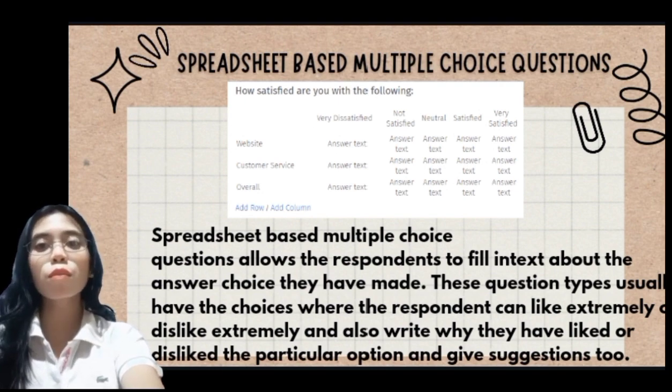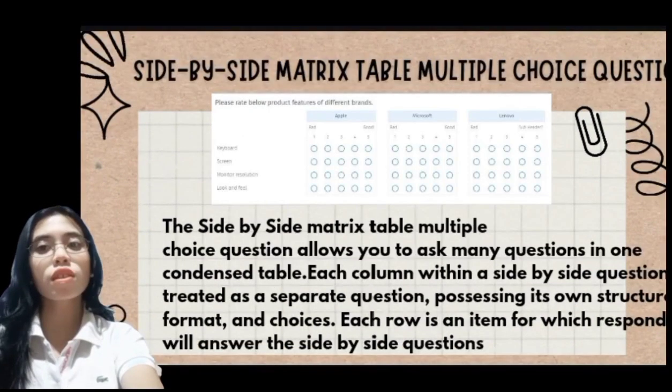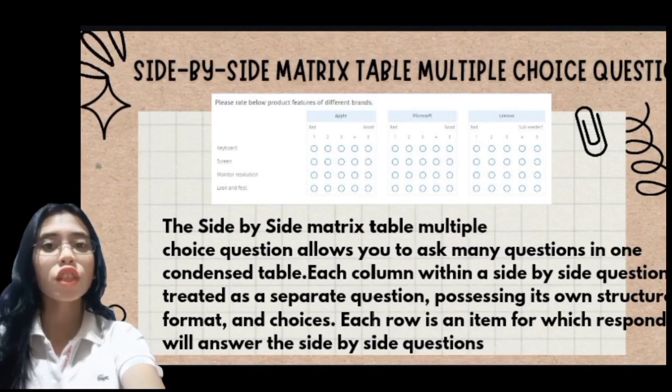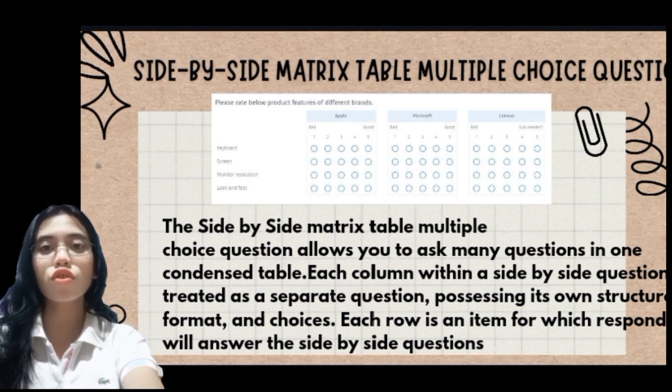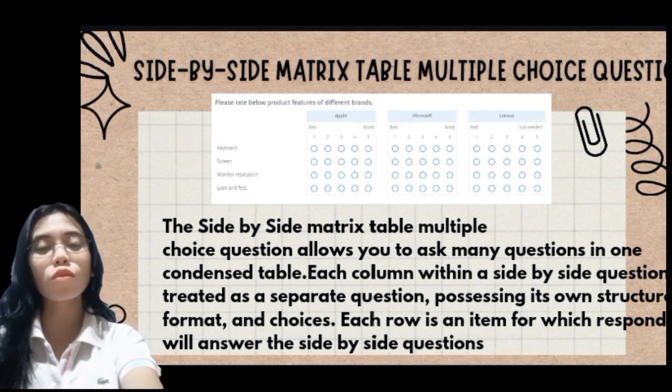Next, side-by-side matrix table multiple choice question. The side-by-side matrix table multiple choice question allows you to ask many questions in one condensed table. Each column within a side-by-side question is treated as a separate question, possessing its own structure, format, and choices. Each row is an item for which respondents will answer the side-by-side question.